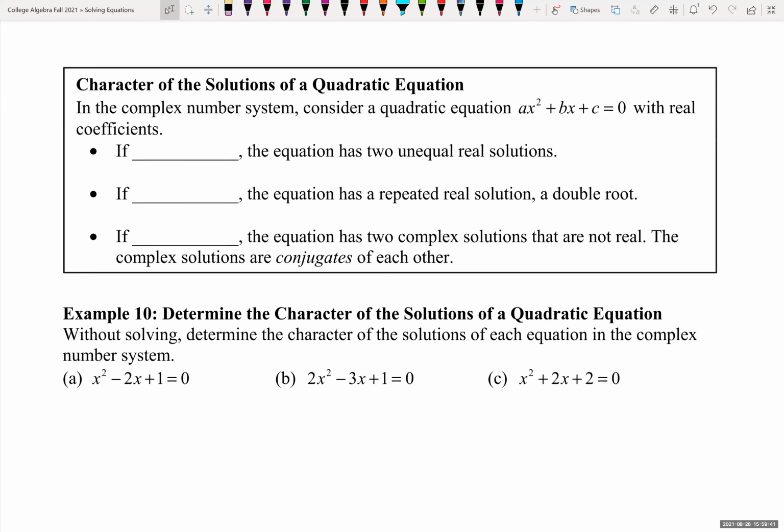So really the last thing I just want to go over is that when we are solving quadratic equations, remember we could have gotten a negative underneath the radical. We had talked about the discriminant before, which was b squared minus 4ac.